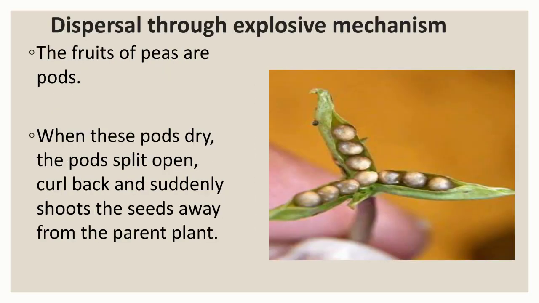Some plants have seeds that are dispersed with the help of an explosive mechanism. The fruits of peas and lupin are pods. When the pods dry, they split open, curl back and suddenly shoot seeds away from the parent plant.